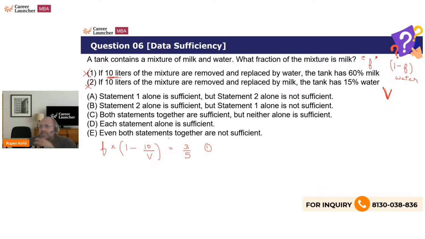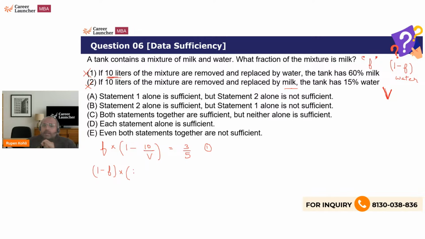Let's write the equation for the second one. 10 liters of the mixture removed and replaced by milk. Now since we're replacing with milk, water is being diluted. So the equation will be written not on the fraction of milk, but rather of water. That 1 minus f is the fraction of water.